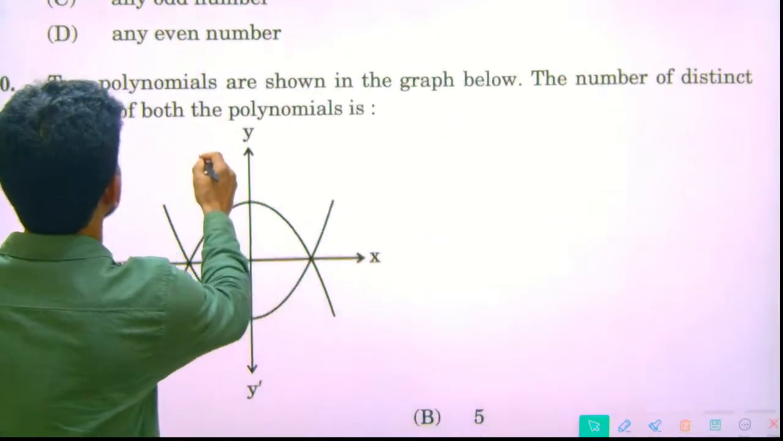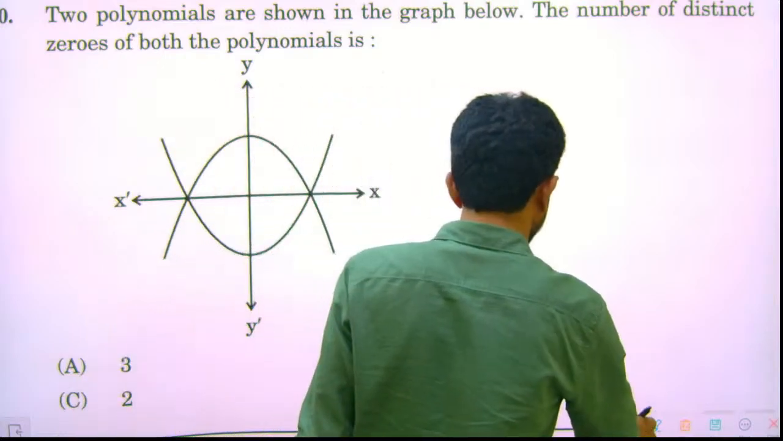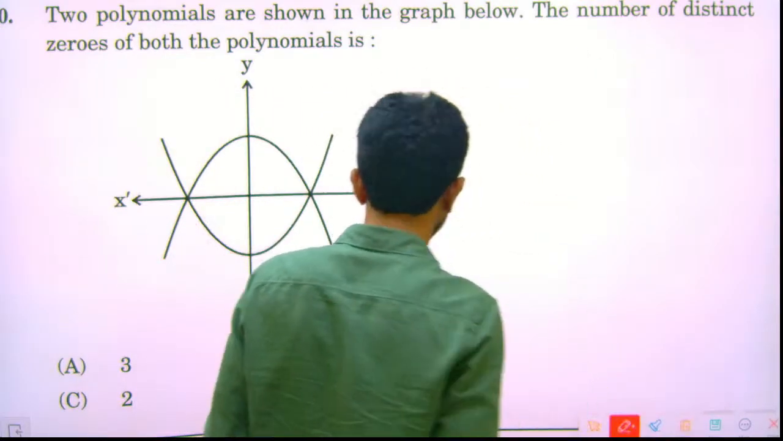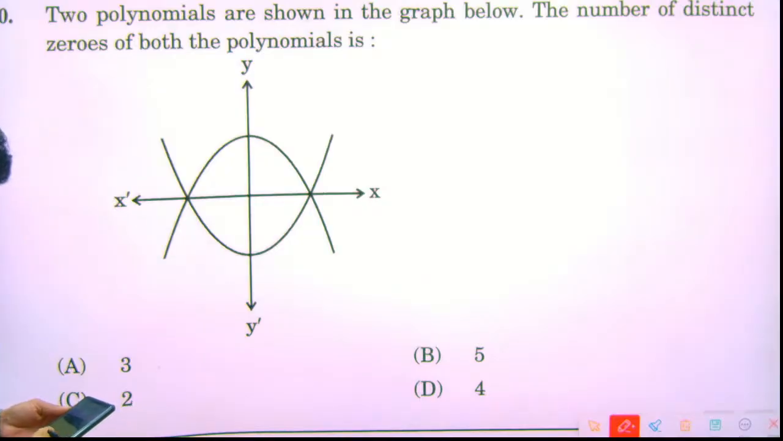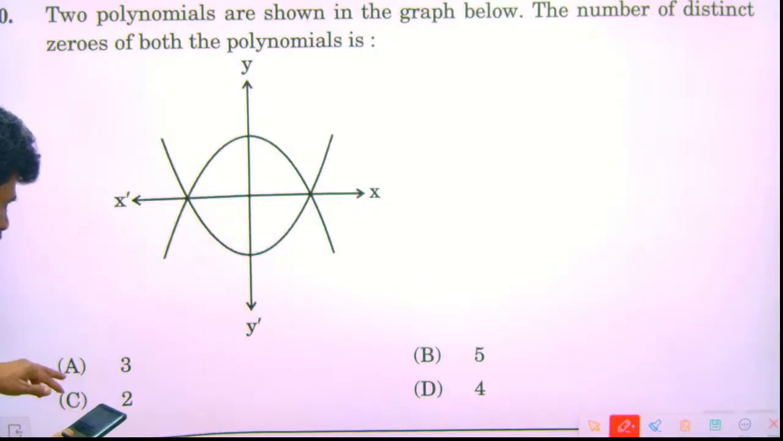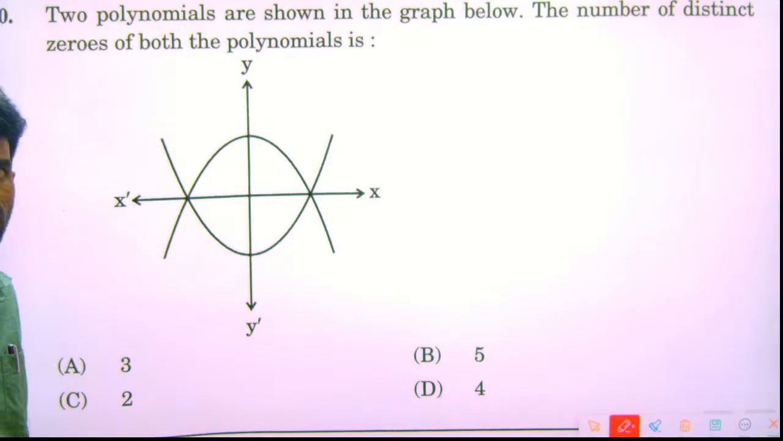Now question number 10. The polynomial shown in the graph. What did you answer? Question number 10 answer. Question: the number of distinct zeros of both the polynomials is.